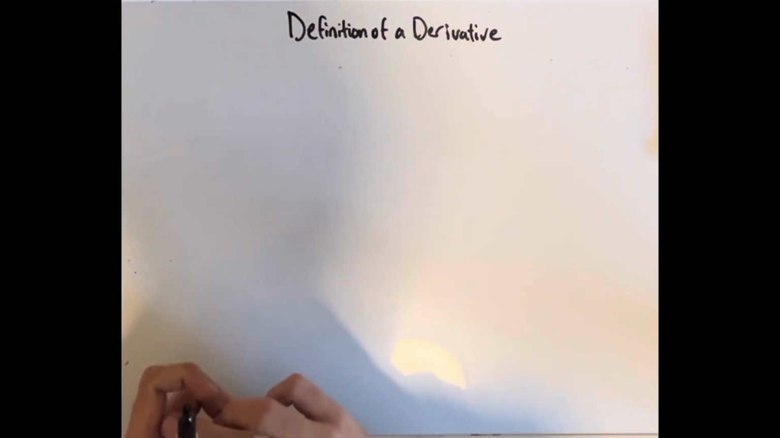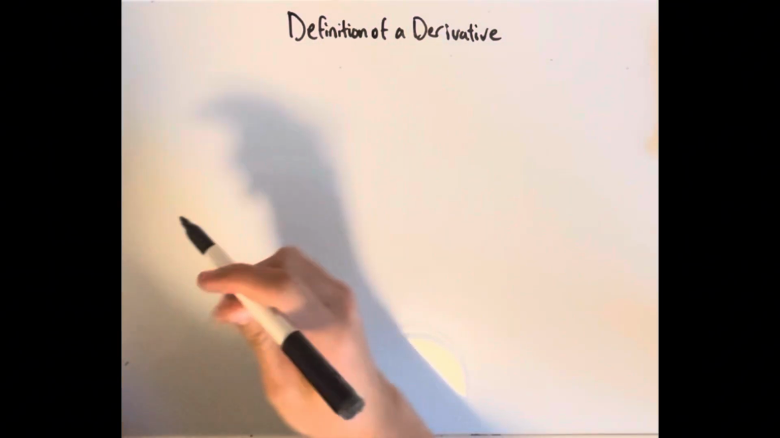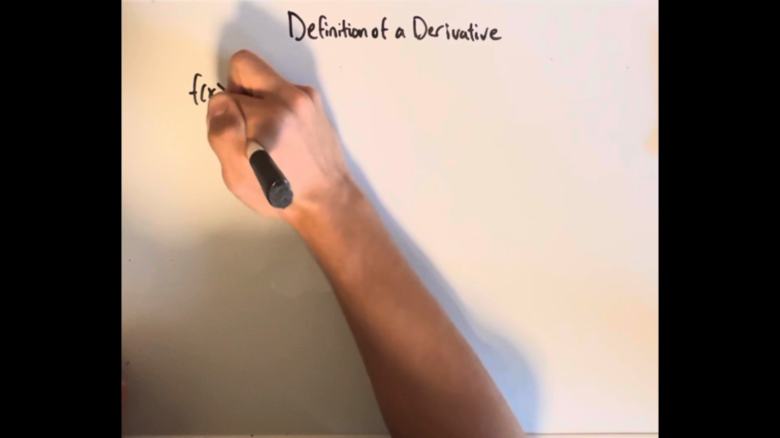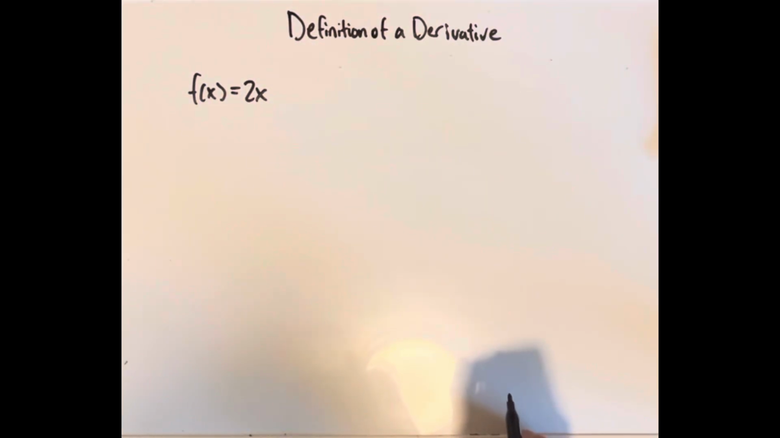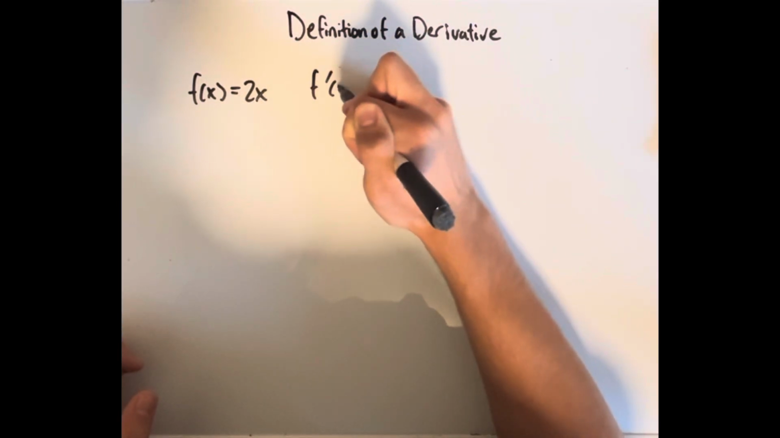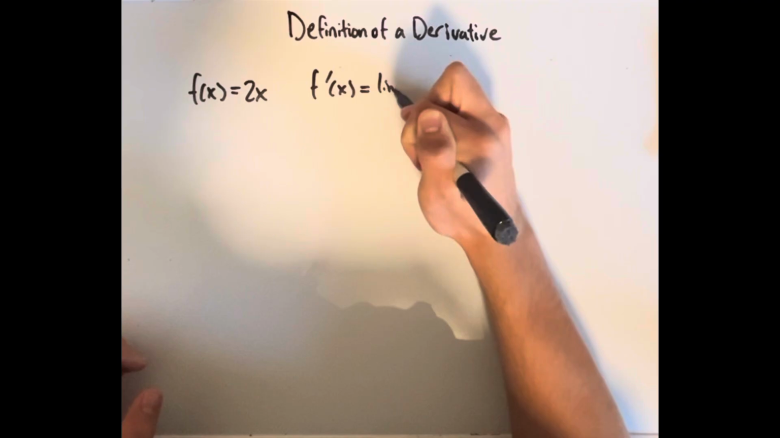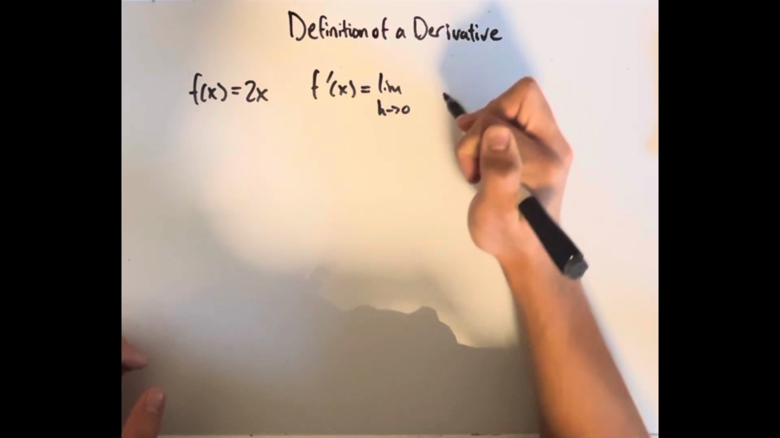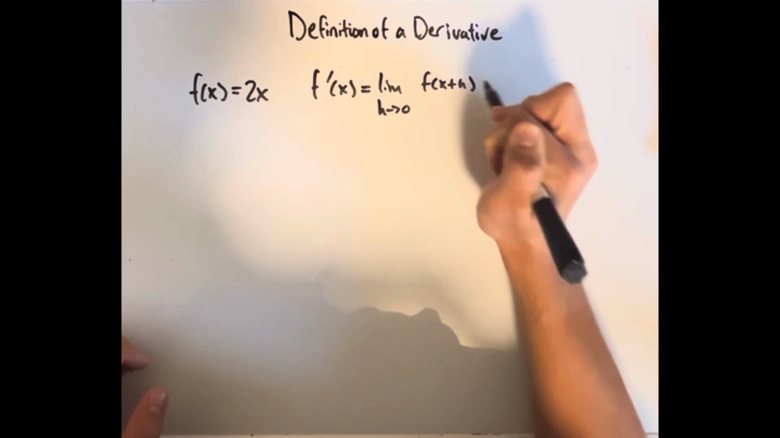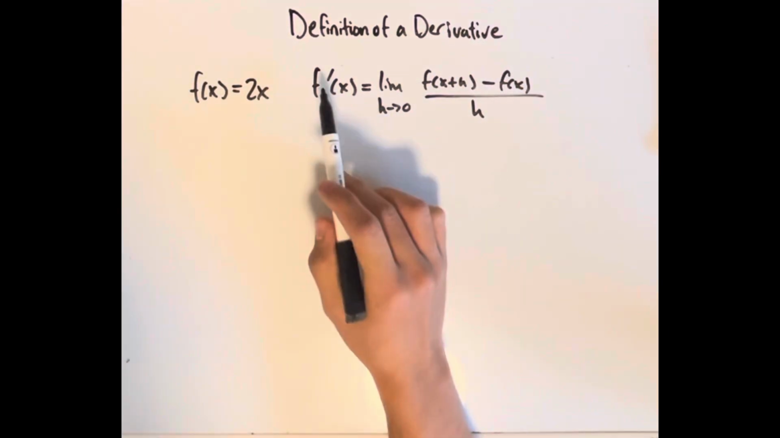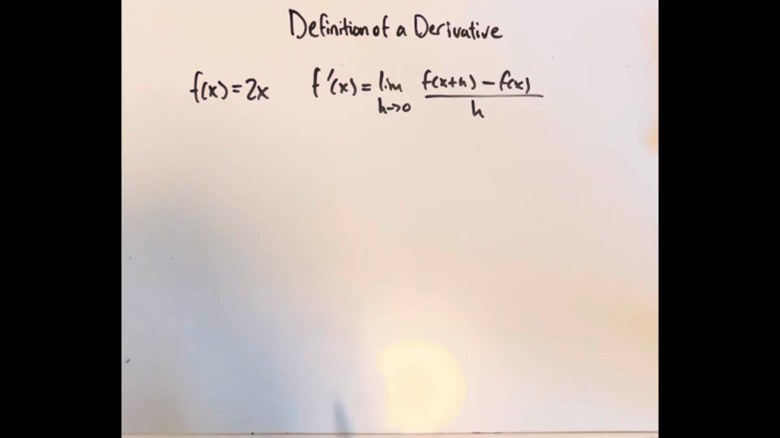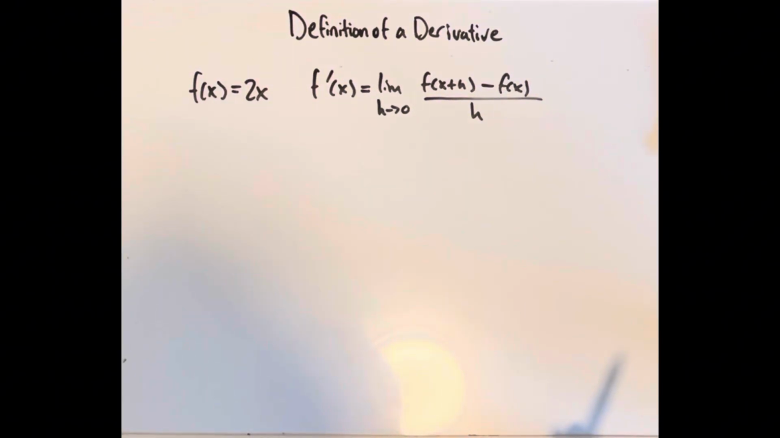Let's say we're trying to find the derivative for all points for this function, f of x equals 2x. In order to do so, we're going to have to apply the definition of a derivative formula, which looks like this. This notation, f prime of x, is what you just use to call a derivative.